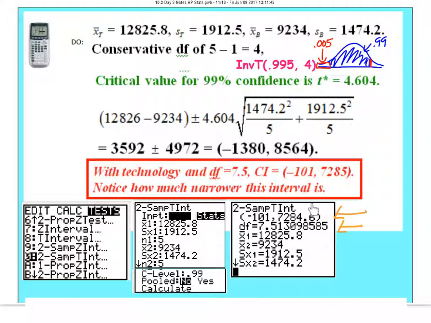If you use the calculator method, do not write down degrees of freedom 4 because that's not what you're using. Literally just copy down what you're seeing on this screen. Write down the interval, degrees of freedom, and all of your samples, means, and standard deviations. And then you should just be fine to be covered for calculator speak.